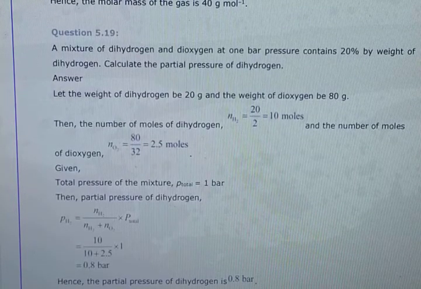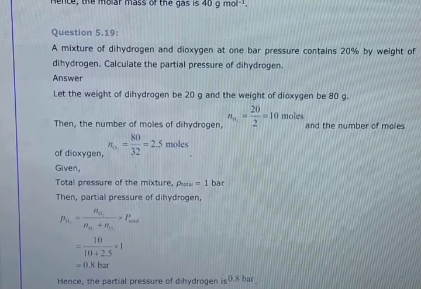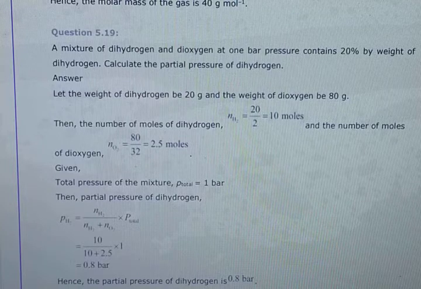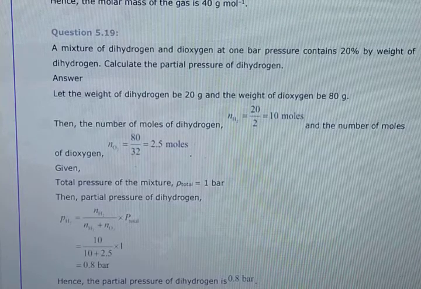Now the total pressure of the mixture, P total, is equal to 1 bar. Partial pressure of hydrogen, pH2, is equal to nH2/(nH2 + nO2) × P total, which is 10/(10 + 2.5) × 1, that is equal to 0.8 bar. Hence the partial pressure of H2 is 0.8 bar.